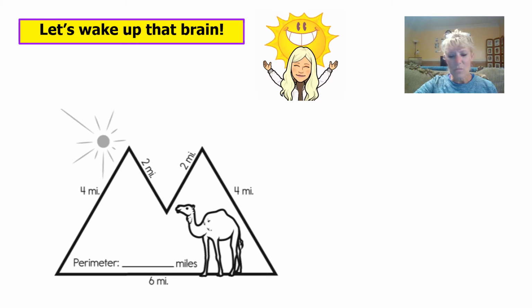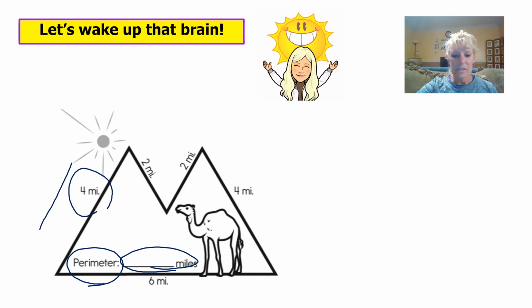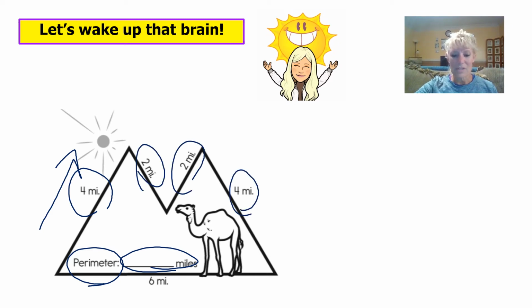Do you notice here that we're looking for perimeter and we're looking for how many miles it is? So if you'll notice, you've got 4 miles this way, 2 miles, 2 miles, 4 miles, and 6 miles. So why don't you pause it and see if you can come up with what that perimeter is. Remember, perimeter is all the way around.